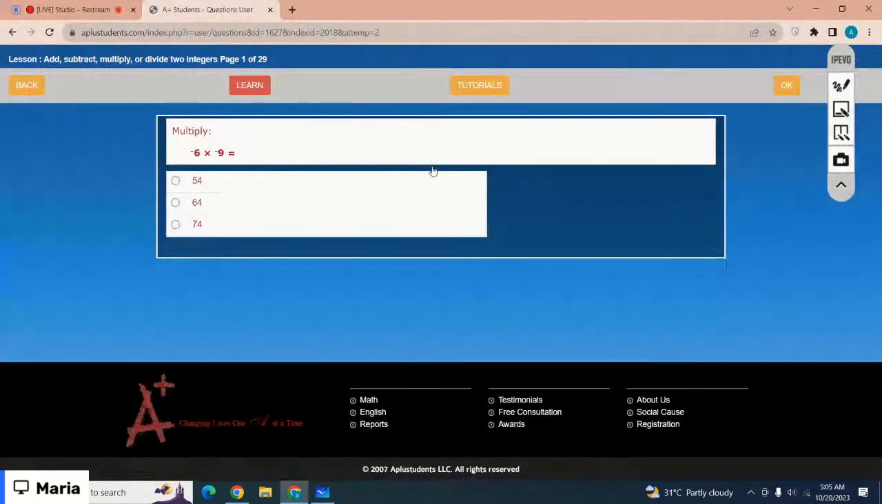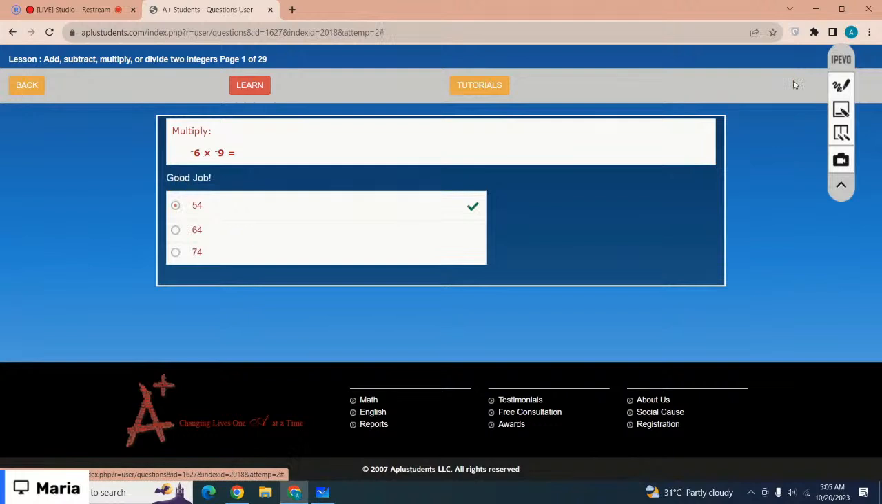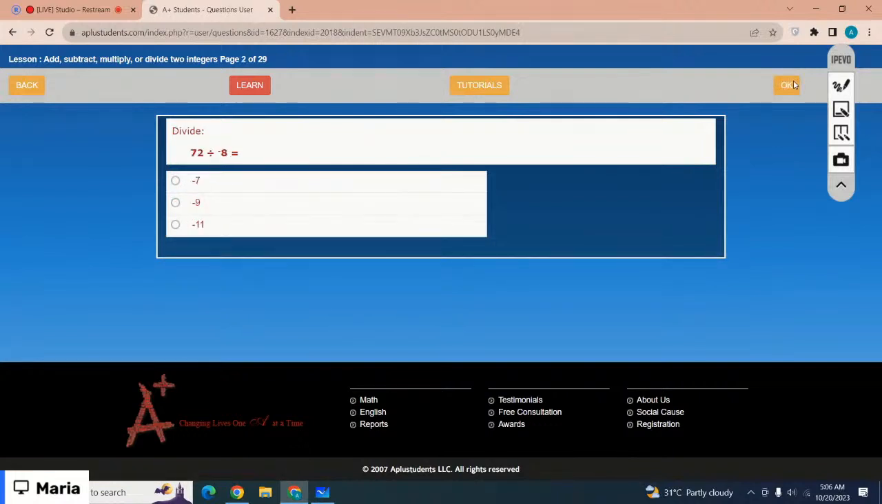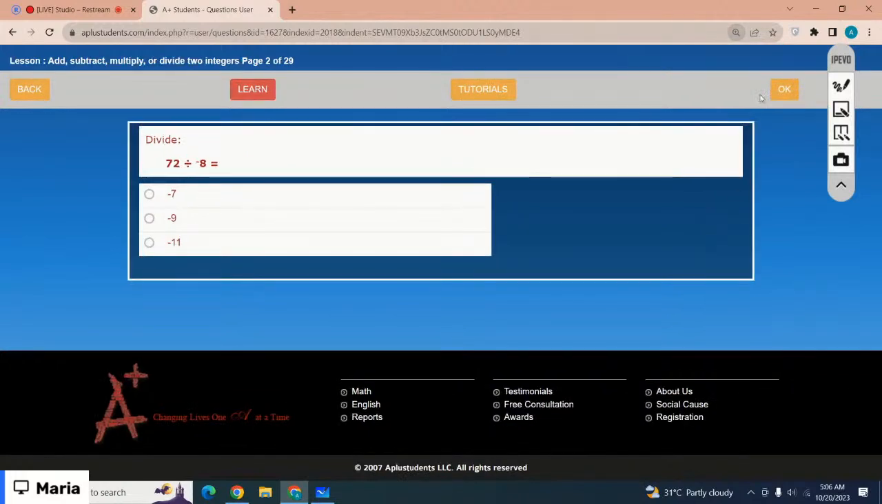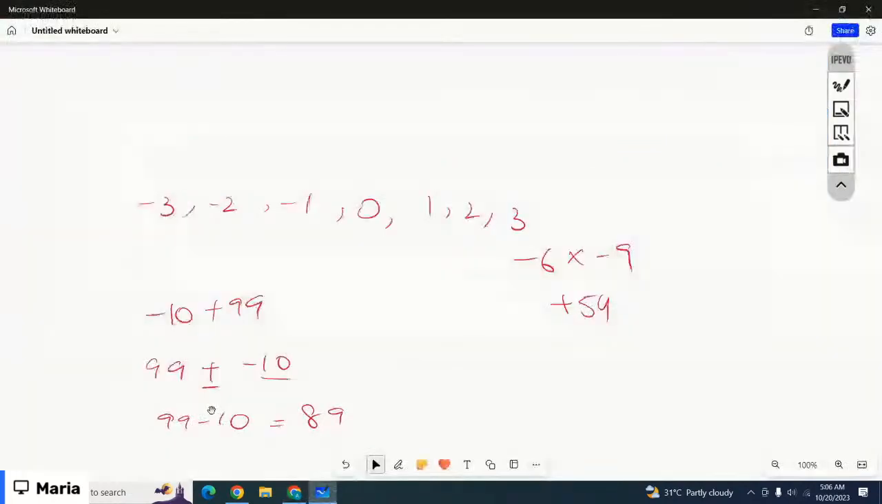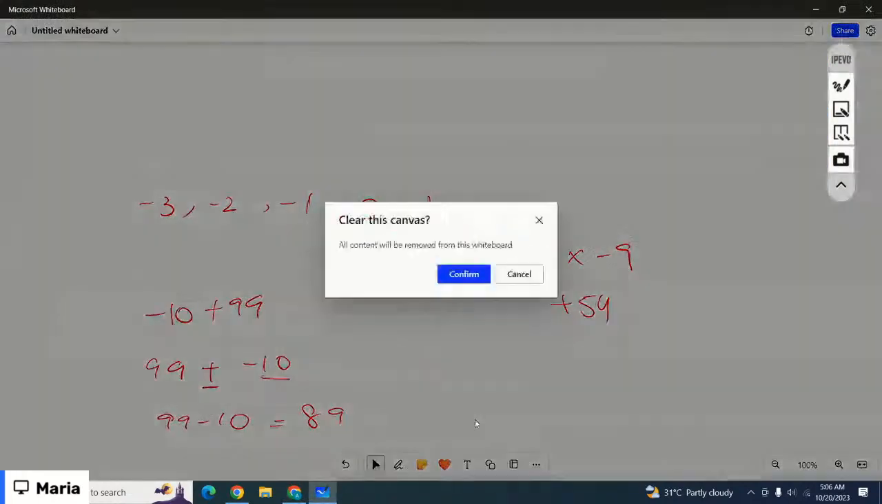Okay, the first one is -6 times -9. So the rule is when you are multiplying two negative numbers, the product is always positive. So that would be 9 times 6 is 54. The correct option is 54, right? Okay, the next one is 72 divided by -8. So you are dividing a positive number by a negative number. So answer must be negative.